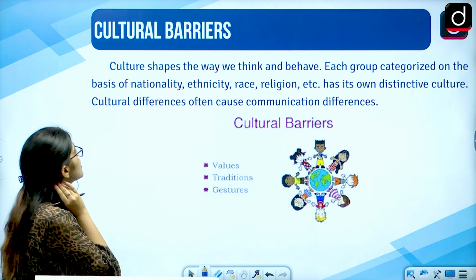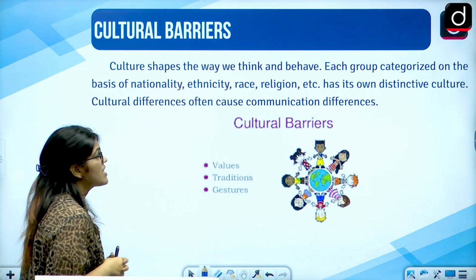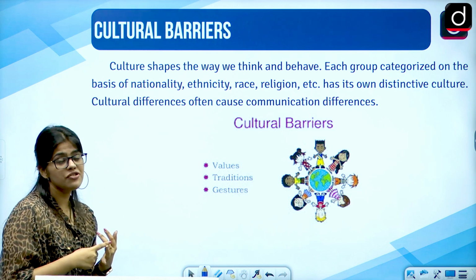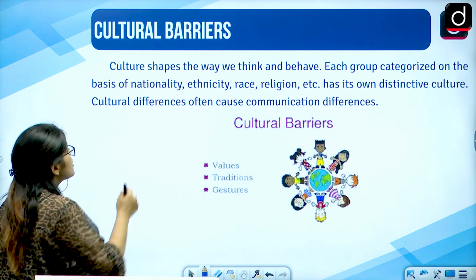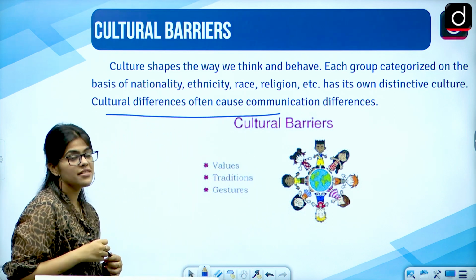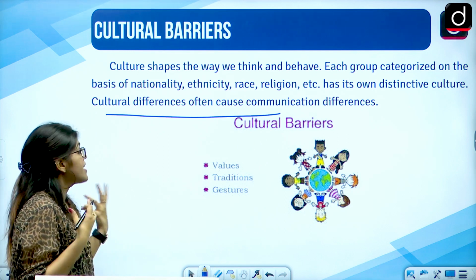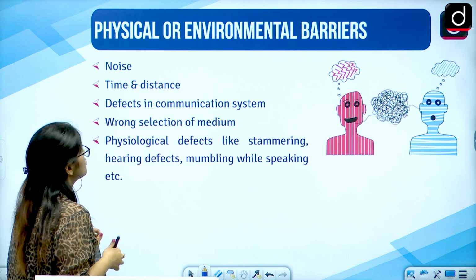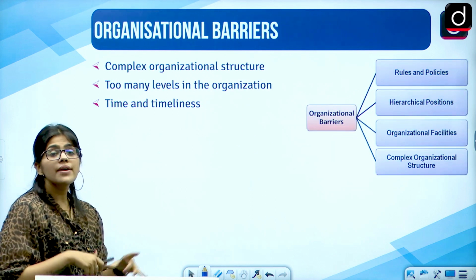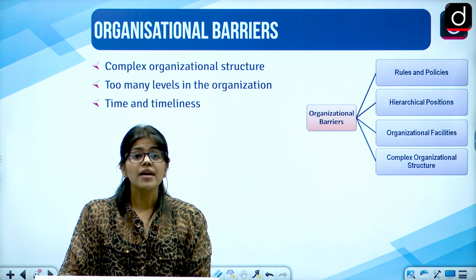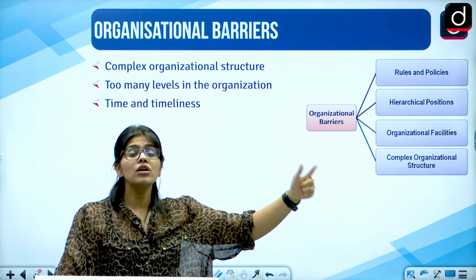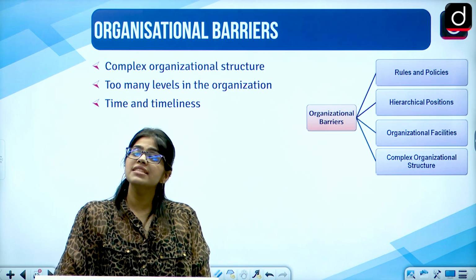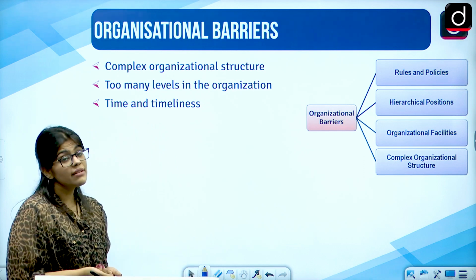Then comes the cultural barrier. Culture shapes the way we think and the way we behave as well. Each group categorized on the basis of nationality, ethnicity, race, religion, etc. has its own distinctive culture. So culture differences often cause communication differences. So it is important that we pay attention to the different values, different traditions and different genders, and we all live together. Then comes your organizational barrier. In an organization also, there can be a lot of problems. Why? Maybe the hierarchical structure is so long that the Chinese whisper game is being seen here. Or maybe loss of communication happens. Or maybe delayed communication is seen because the chain is so long. Maybe the rules and regulations are very rigid.